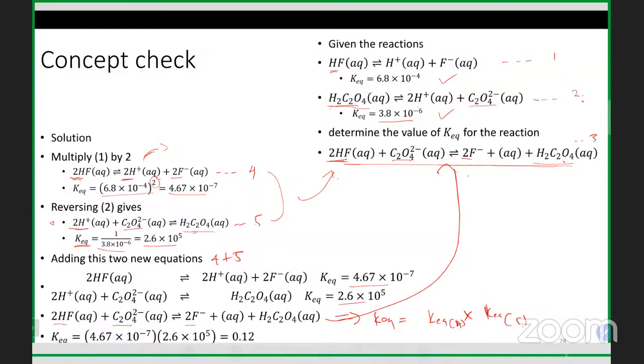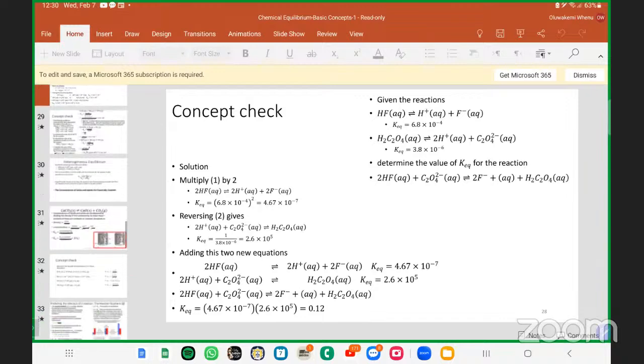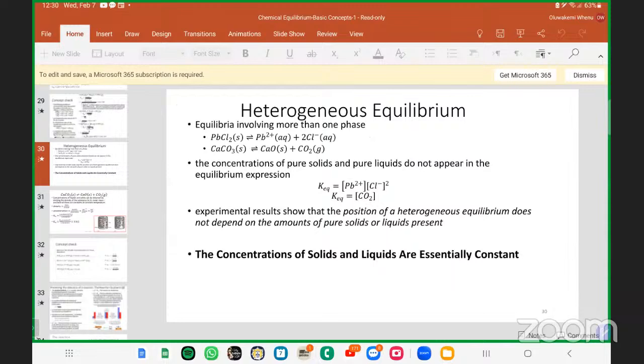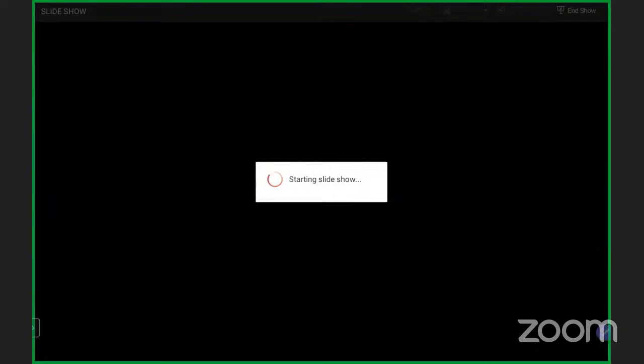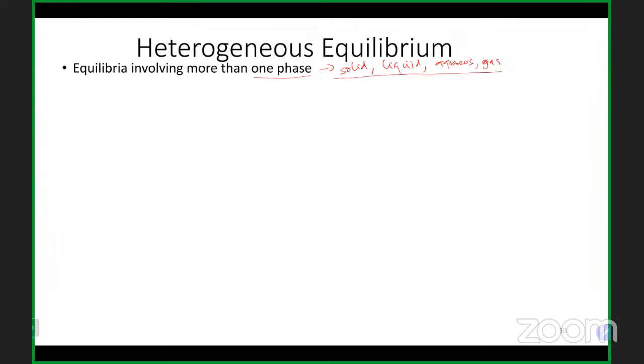Okay. So more questions, more examples for you on the slide. Let's talk about heterogeneous equilibrium. Heterogeneous equilibrium involves more than one phase. So that's equilibrium with more than one phase. When we're talking about phase, we are talking about solid, liquid, aqueous, and gas. So these are the phases that we are talking about.